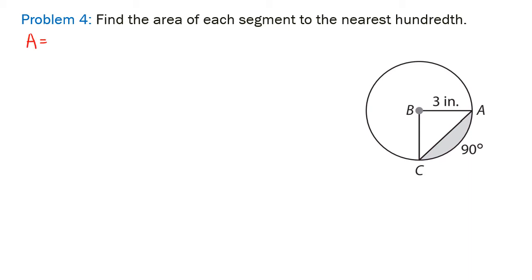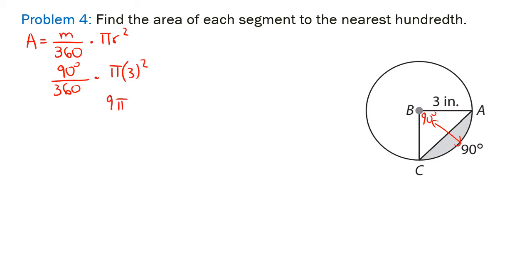So we're going to use our formula. A equals m over 360 times pi r squared. Our m is 90. So remember, this will be 90 degrees. Times pi, our radius is 3. So we're going to get 9 pi times 90 over 360. If we reduce this fraction by 90, we're going to get 1/4 times 9 pi. So we're going to have 9 pi over 4 when we multiply them together.